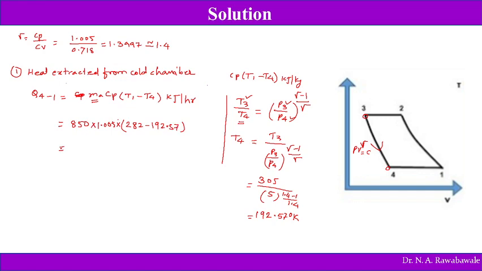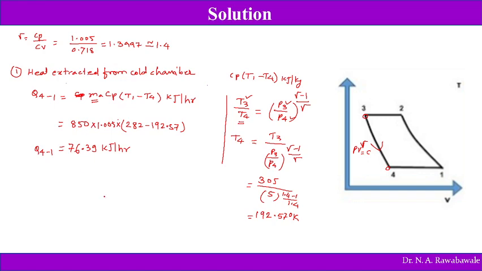So Q1 to 4 we get as (282 minus 192.57) into 1.005 into 850. So this is 76.39 kilojoules per hour. That is Q4 to 1, the heat extracted or heat absorbed from the cold chamber, is 76.39 kilojoules per hour.